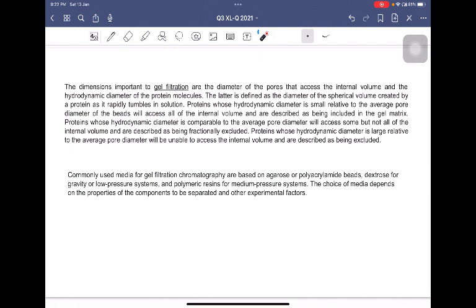Like what is the hydrodynamic diameter of our protein of interest, or what is the molecular weight of our protein of interest. According to that, we will select the resin. So if our protein is, suppose, 100 kilodalton in weight, then we will use a gel filtration resin whose pore diameters are greater than 100 kilodalton, right? So the pore diameter should be greater than the hydrodynamic diameter of the protein that we want to separate by using gel filtration chromatography.